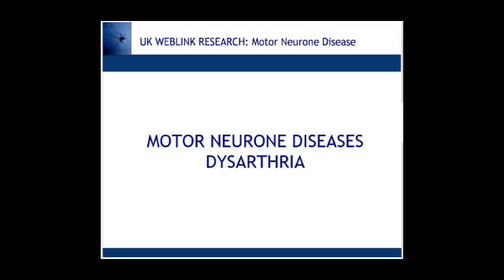Motor neuron diseases, dysarthria. Dysarthria is difficulty speaking caused by problems with the muscles used in speech. A child or adult with dysarthria may be difficult to understand. Their speech may be slurred, imprecise, or quiet. In some cases, the individual will only be able to produce short phrases, single words, or no useful speech at all. Acquired dysarthria in adults.